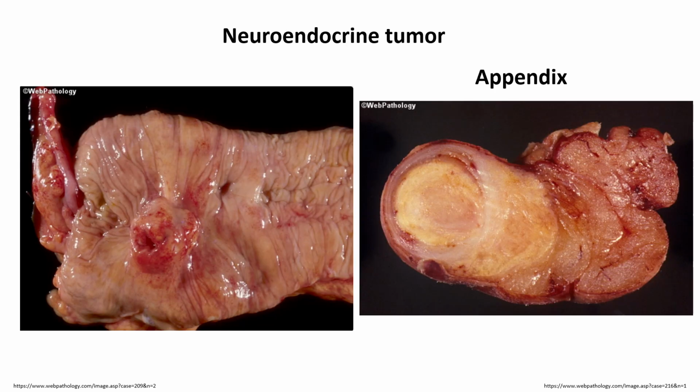In this slide, we can see gross pictures of neuroendocrine tumors. In the picture on the left, we can see a neuroendocrine tumor occurring in the ileum. It is forming a polypoid mass. The picture on the right is of an appendix, and the appendix is a common site of neuroendocrine tumors. When neuroendocrine tumors occur in the appendix, usually they occur in the tip of the appendix. They are well circumscribed tumors and have a yellow-tan color.